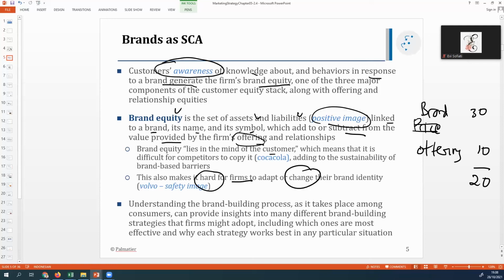So understanding the brand building process as it takes place among customers provides insights into many different brand building strategies that the firm might adopt. So understanding the brand building process gives insights, including whether the brand is effective or works best in a particular situation. Questions?